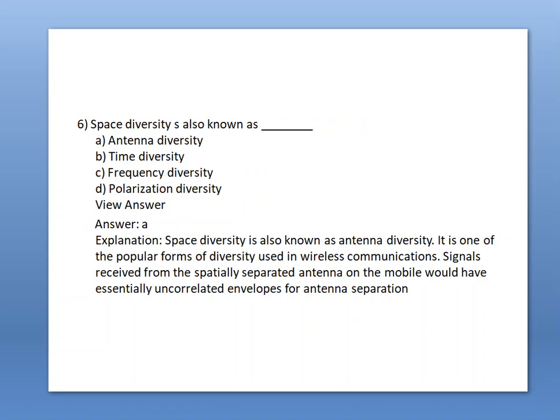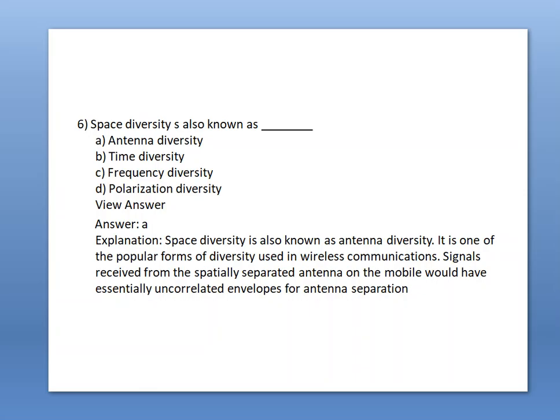Now move to the next bit. Space diversity is also known as A. antenna diversity, B. time diversity, C. frequency diversity, and D. polarization diversity. Yes, the answer is antenna diversity.